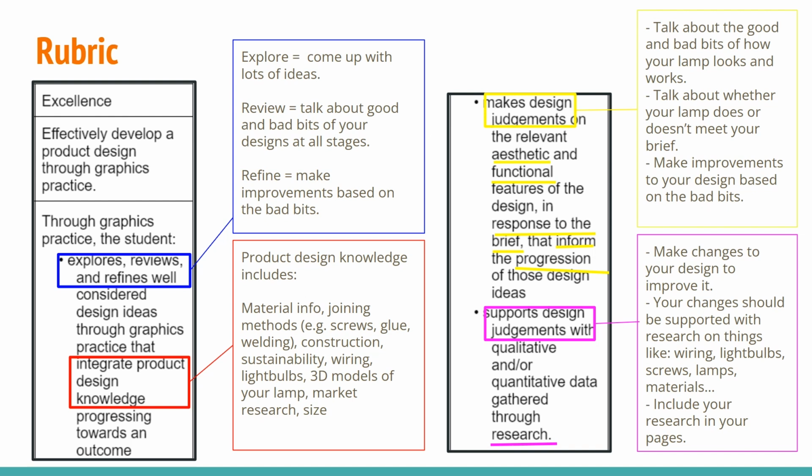So if you said it's going to be made for a bedside table, but you've made it 2 meters tall, that's where you can make a design judgment being like, yeah, it's a bit too tall. My brief said it needs to fit on a bedside table. So you're reviewing the function of it in terms of the brief. You're saying, yeah, it won't fit on the bedside table if it's 2 meters tall. That leads me into the next bit, inform progression. So you've made that judgment saying, yeah, it's not going to fit.